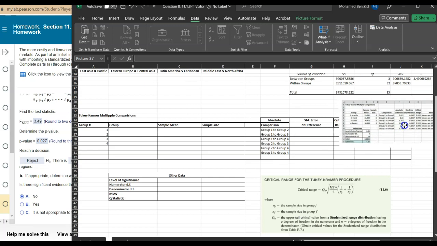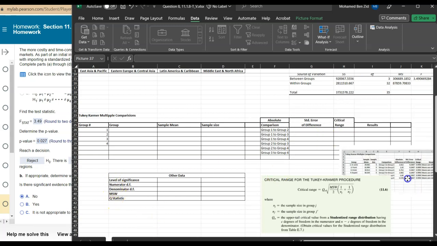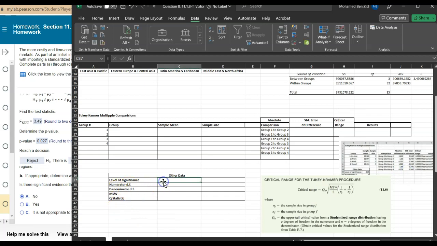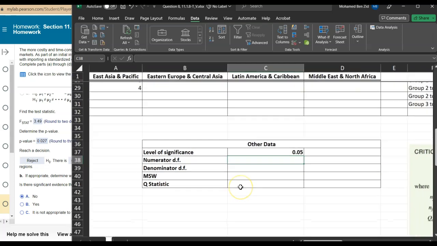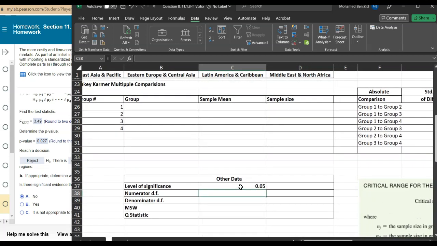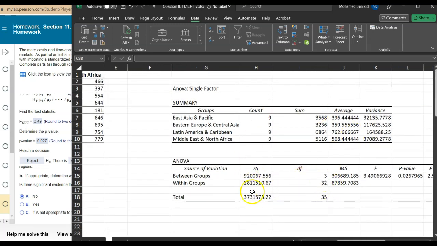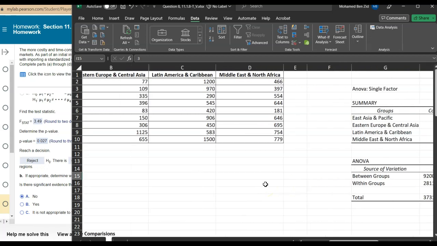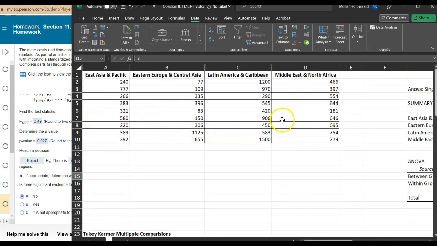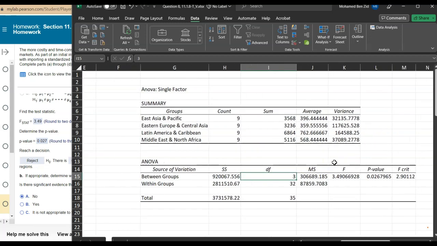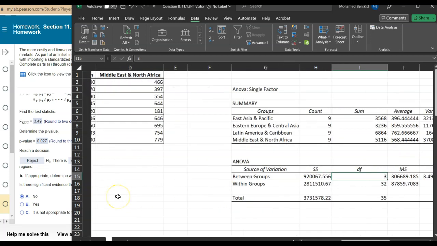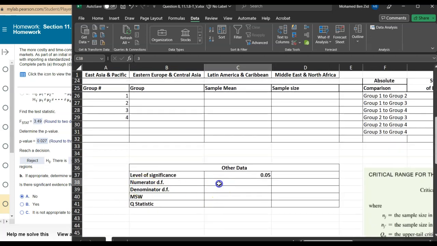So the first step here, I wanna get the level of significance. Okay, the numerator degree of freedom. This you can get from here, the degrees of freedom, right? So the degree of freedom is, well, not 3 really, it's 4. We have 4 here, 4 columns, all right? And the within groups is 32. So 4 and 32, right? So this is gonna be a 4 here, this is gonna be a 32.